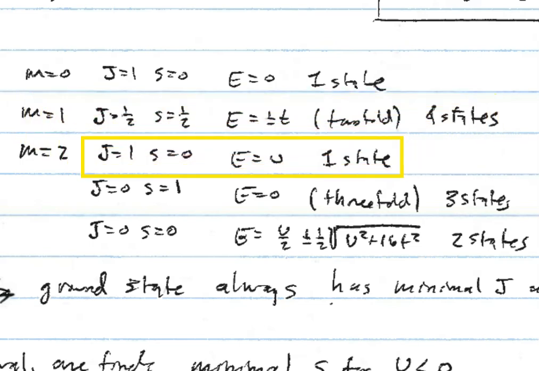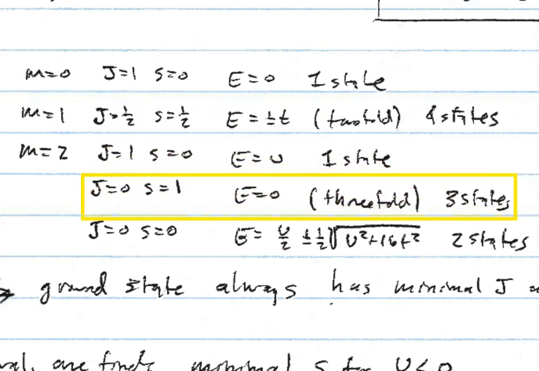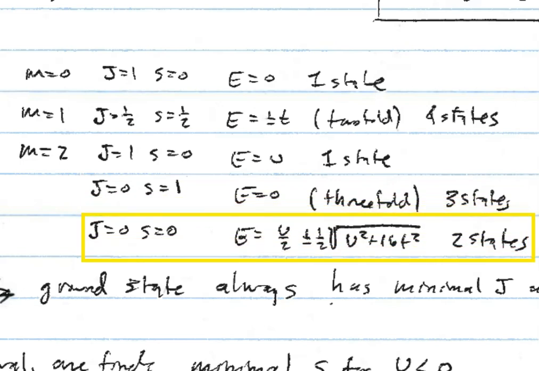For m equals 2, we had j equals 1, s equals 0. That energy was equal to U. There was one state. We had j equals 0, s equals 1. That energy was equal to 0. There were 3 states due to the SU(2) multiplet because it was a triplet. And then we have j equals 0, s equals 0. There are 2 states there, and the energies were U over 2 plus or minus 1/2 square root of U squared plus 16t squared.